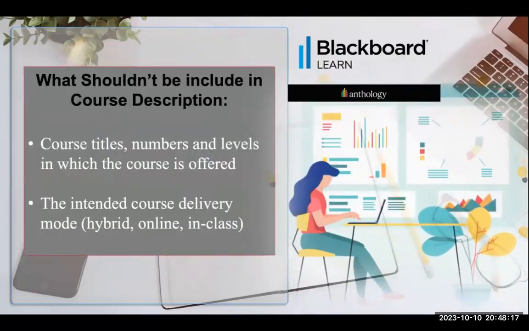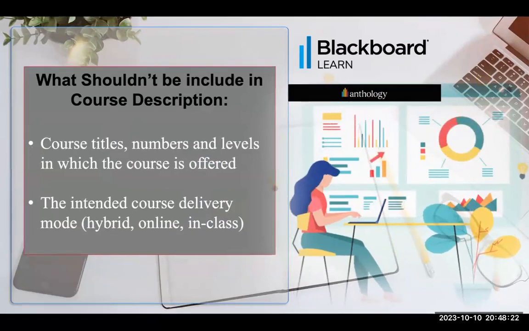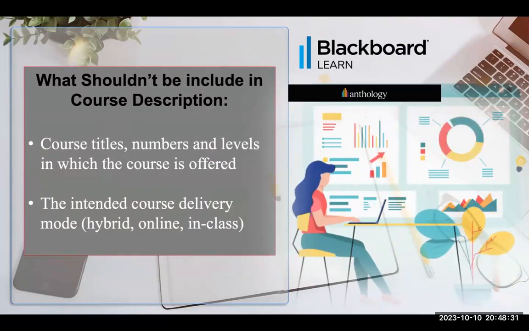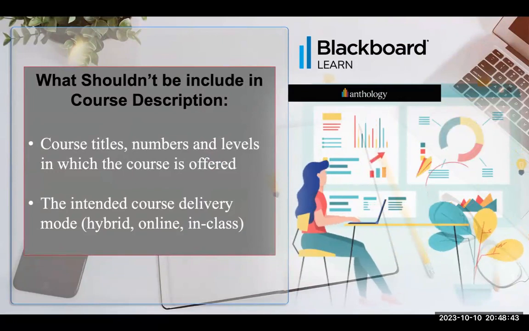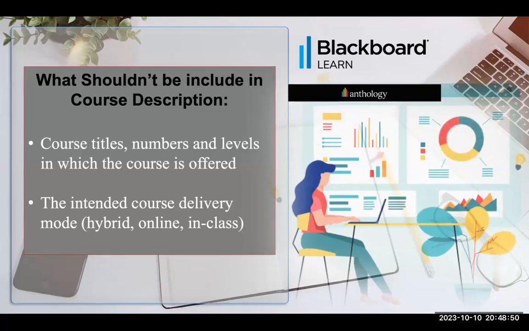What shouldn't we include in the course description? Course titles, numbers, and levels in which the course is offered. All these are not included in the course descriptions, and they are indicated elsewhere. The intended course delivery models, like hybrid, online, in class, are not included in a course description. That does not belong to this area. So you have to be careful with this one.